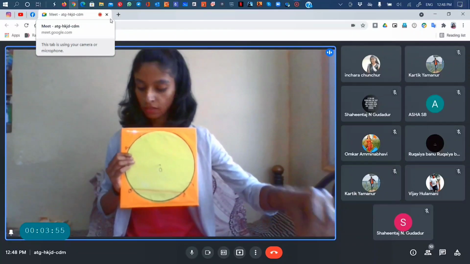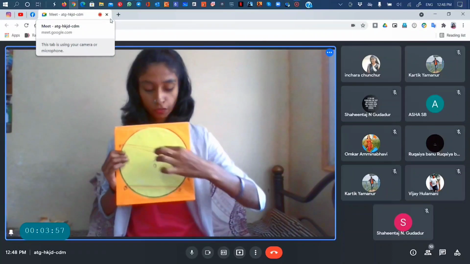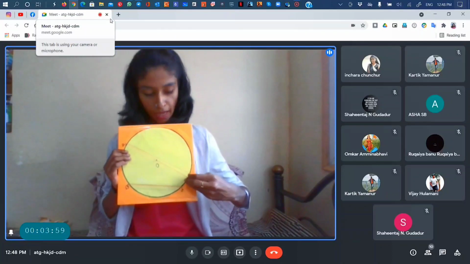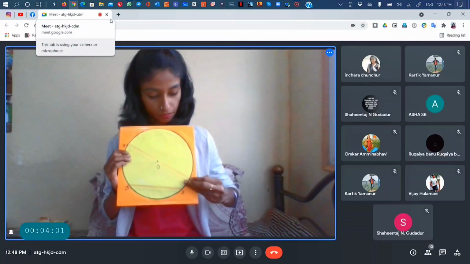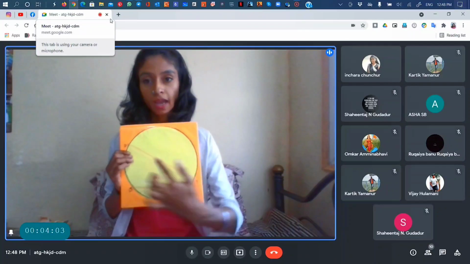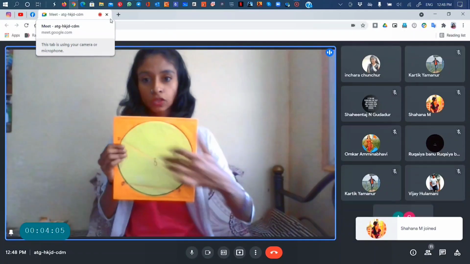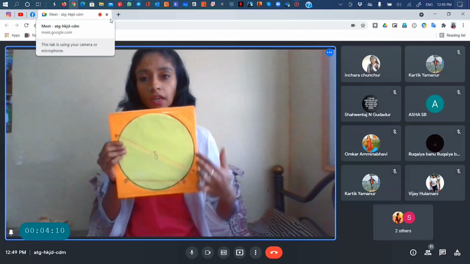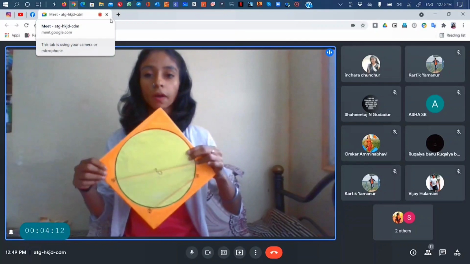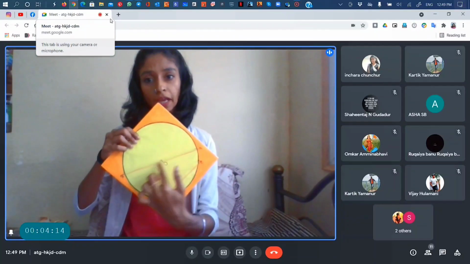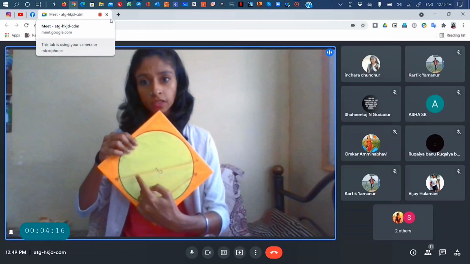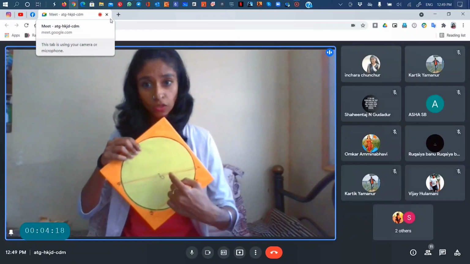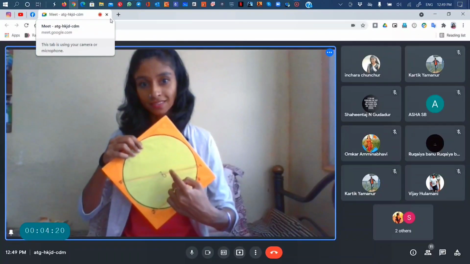Now I will put another rubber band from the point P and R. From the point P and R, you see two lines over here, right? This is a chord and this is a diameter. Can you see another similarity here? The diameter is also a chord of a circle, right?